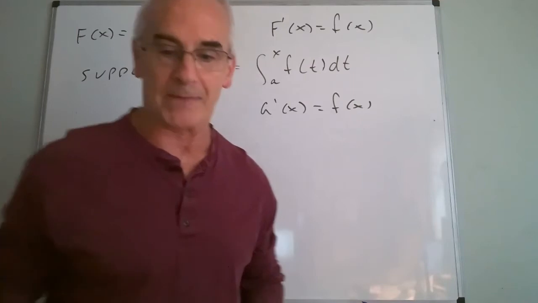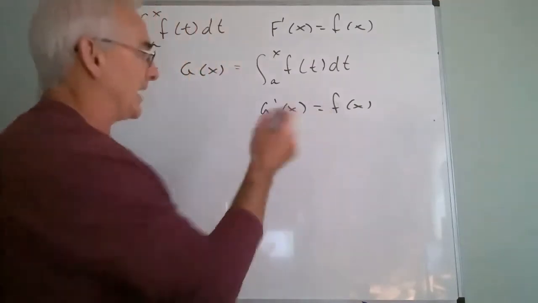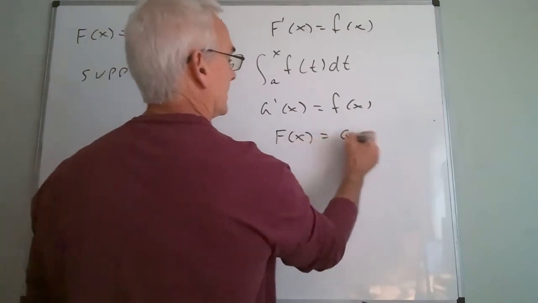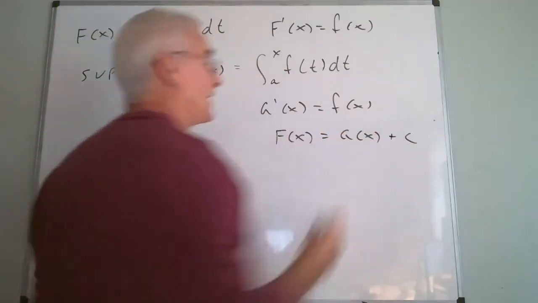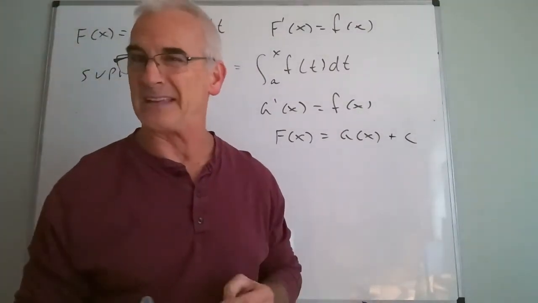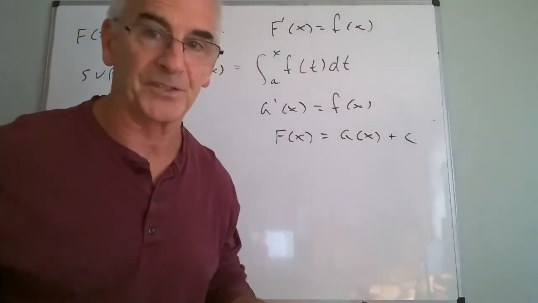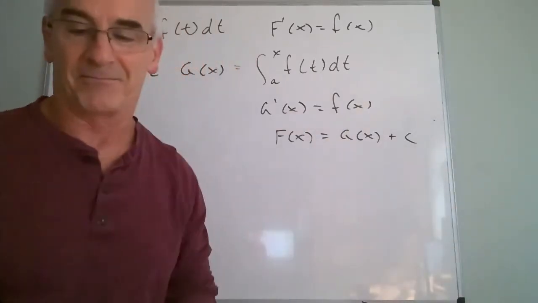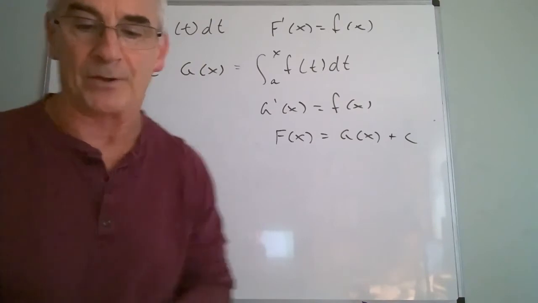If they differ by at most a constant, then I'll write it in reverse: capital F of x must equal g of x plus c. The c could be 0, but to require c to be 0 is dangerous. If every real number c is a possibility, then leave it as plus c. Don't put a specific one in without prior information.